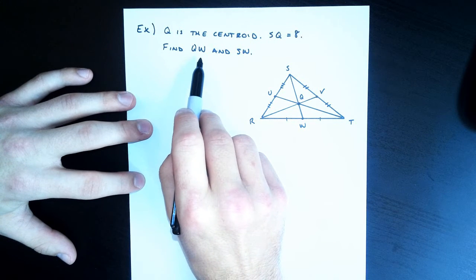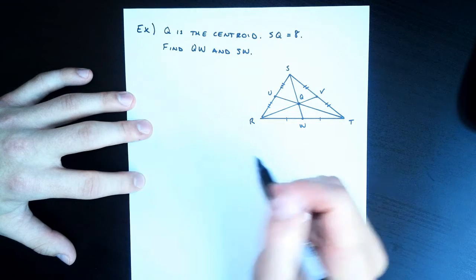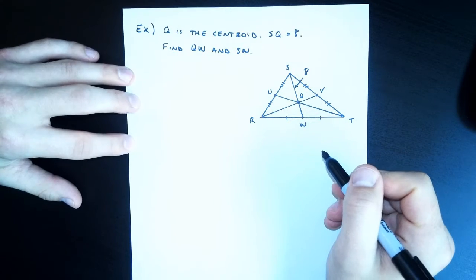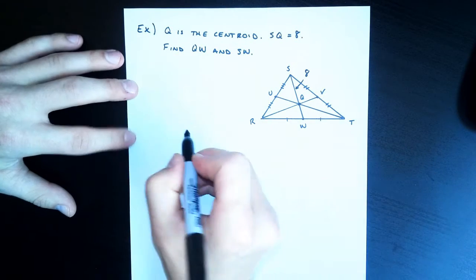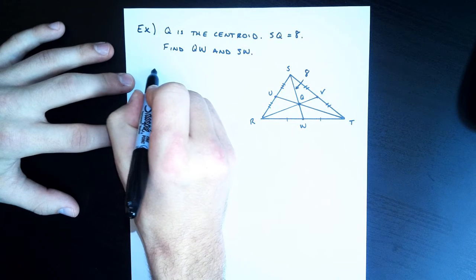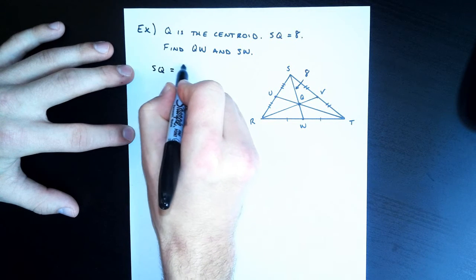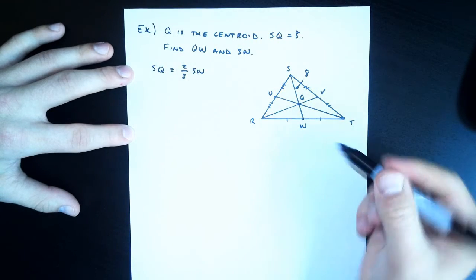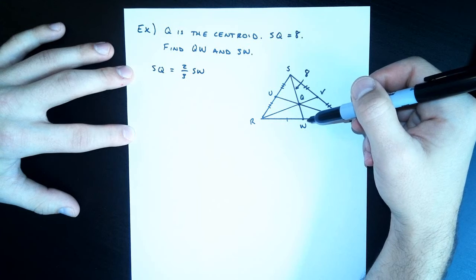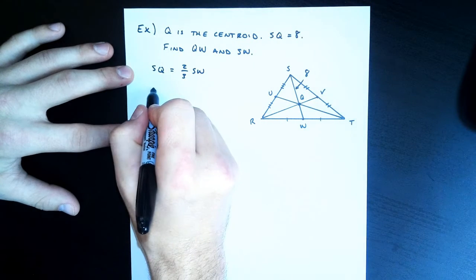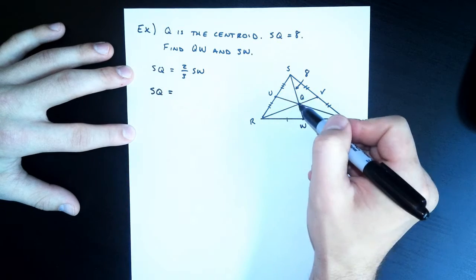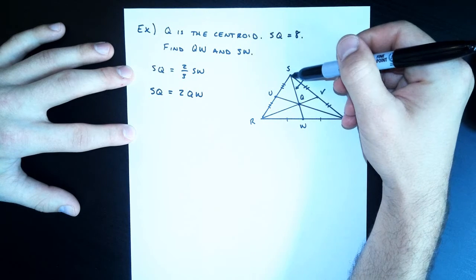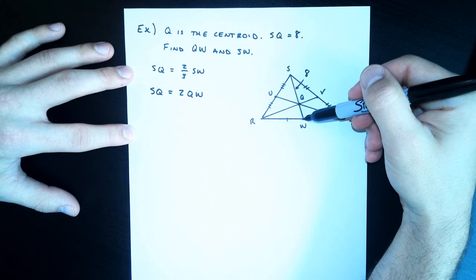So here I would like to find QW and SW. And I know that SQ, this segment, is 8. So the centroid theorem, a couple different ways we can think about it. We know that SQ is 2/3 of the entire median of SW. Or another way is that SQ is twice as long as QW, since this represents 2/3 of the distance and this is the last 1/3.